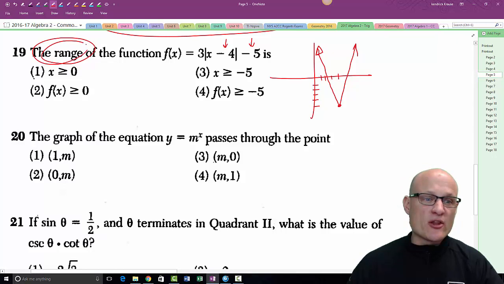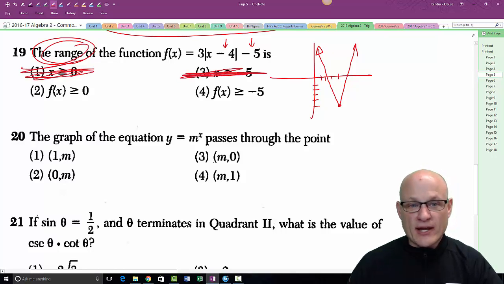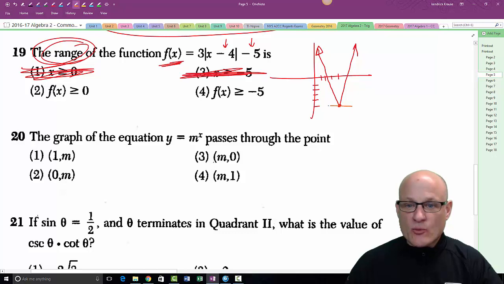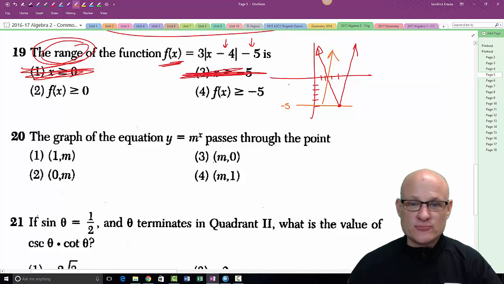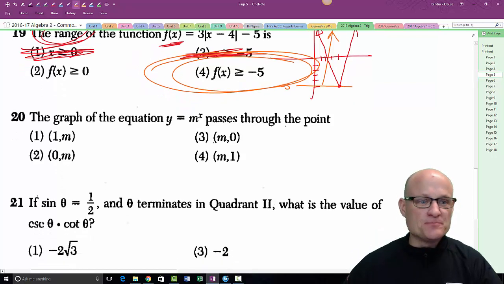Well, remember, range are the y values, so this doesn't make any sense and this doesn't make any sense. Again, y or f of x values. So I need my lowest f of x value, or my lowest y value, which is right here at negative 5, and it goes forever and ever up. So anything greater than negative 5. Ka-ching, choice 4. Man, I haven't made a mistake yet.